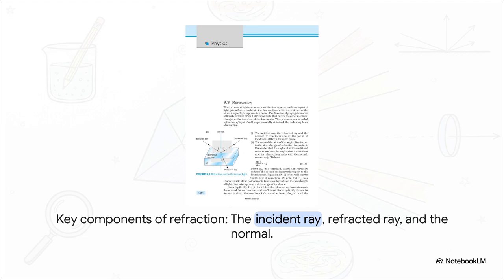Okay, so this diagram really lays it all out for us. First, you have the light ray coming in and hitting the surface. We call that the incident ray. Then you have the ray that goes through the water and bends. That's the refracted ray. And to measure all of this, scientists draw this imaginary line. See it there? It's at a perfect 90-degree angle to the surface, and that line is called the normal. It's just a reference point, but it's super important.